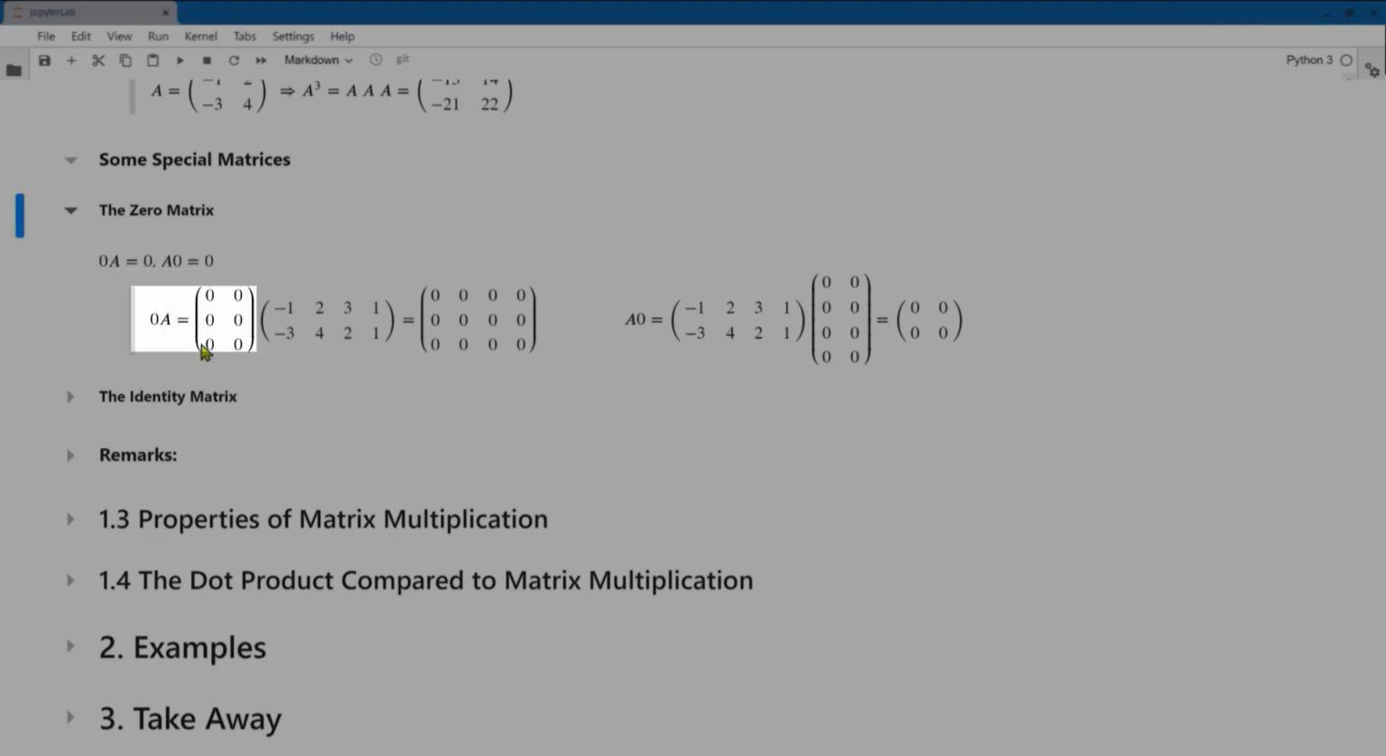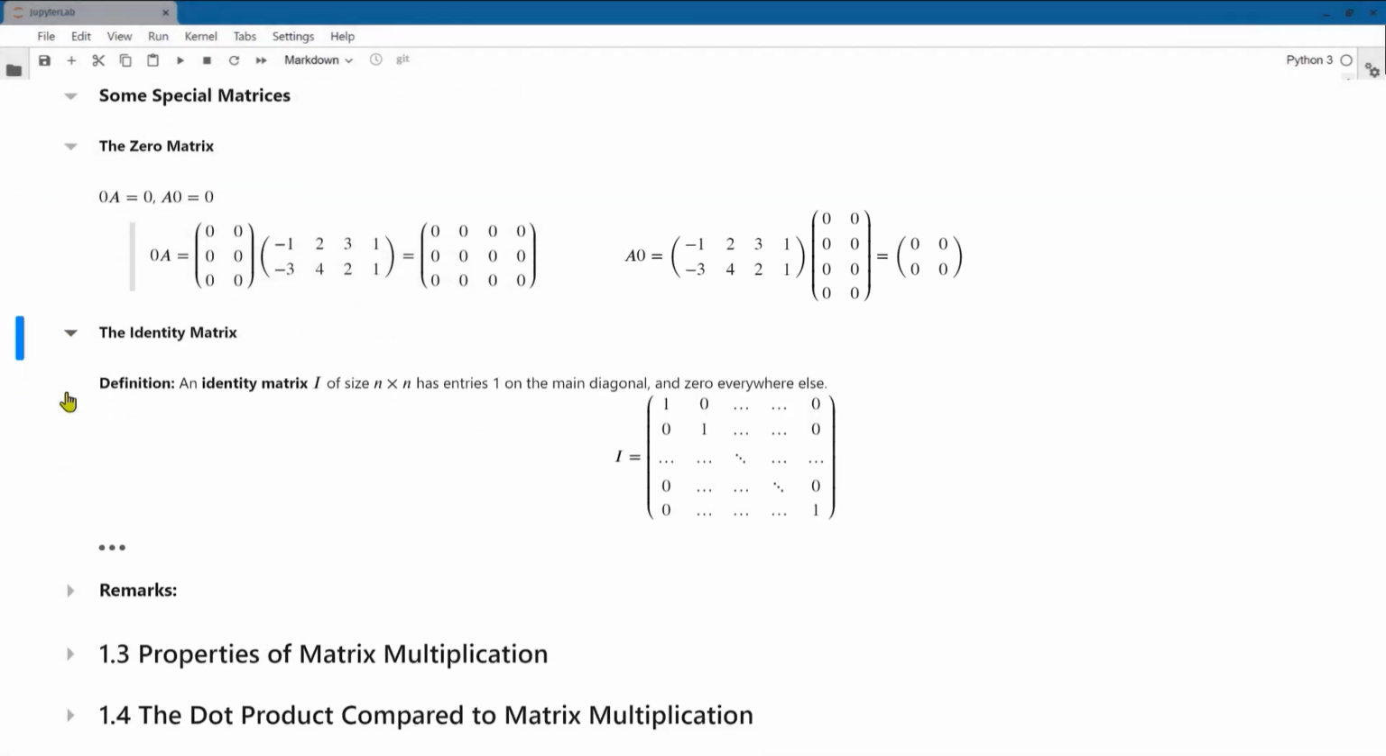So the zero matrix times A, where the zero matrix is 3 by 2, times an A that's 2 by, in this case, 4, is a 3 by 4 zero matrix. So the zeros on either side here have to have consistent sizes, but those sizes need not be the same. Similarly here, A times a zero matrix is equal to the zero matrix.